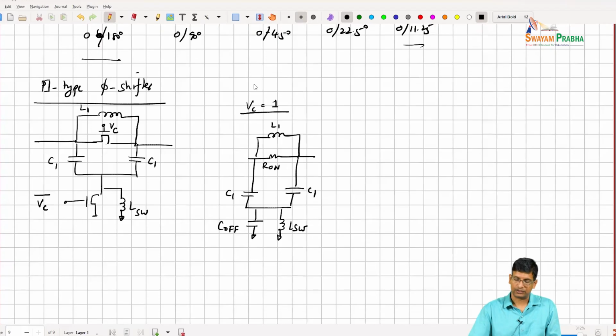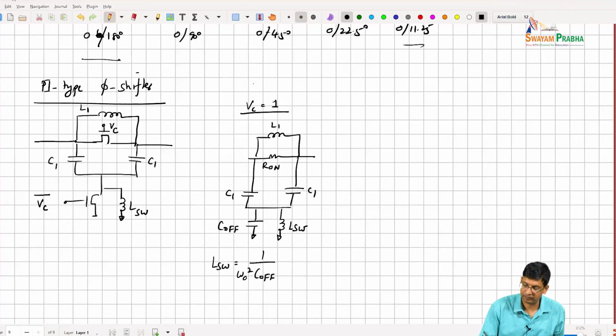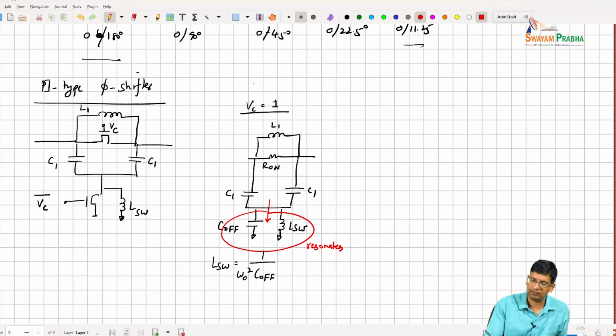In this situation, let's say that we design L switch to be 1 over omega naught squared C off. What's going to happen in this case is that this resonates, so your impedance looking over here is high. So you effectively have L1 and C1, and you have a network that looks something like this.